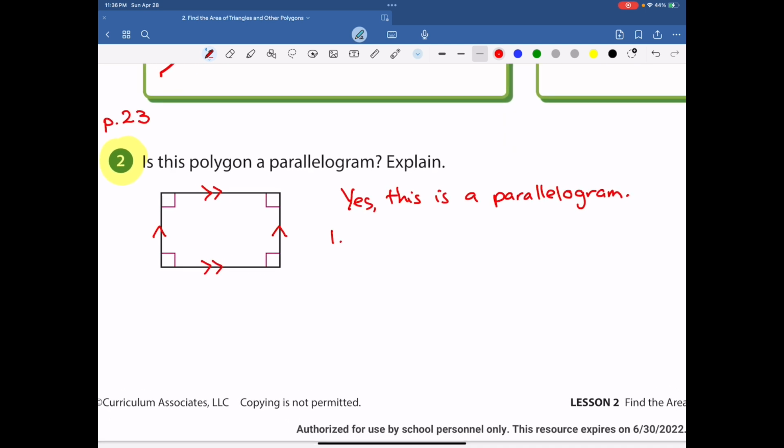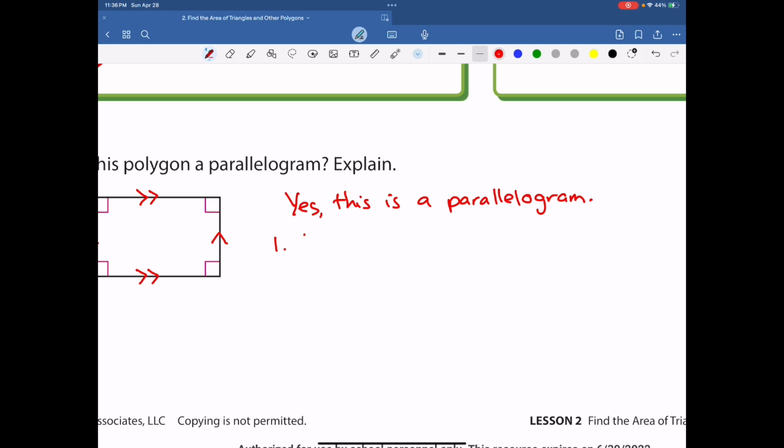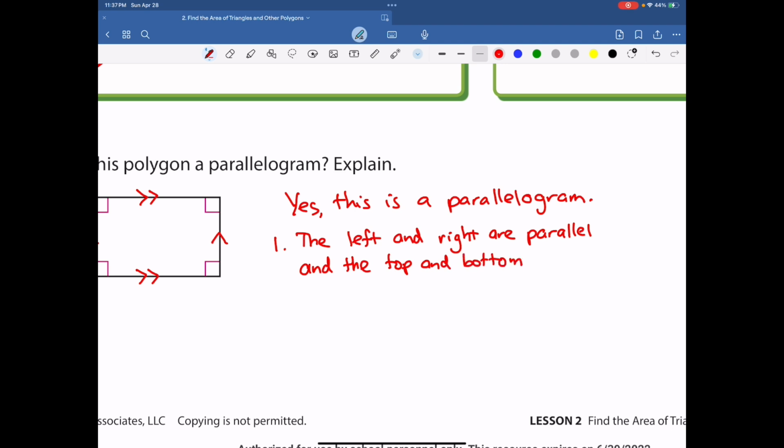So for number 1, let's write down that the left and right are parallel and the top and bottom are parallel. The left and right are parallel. And the top and bottom are parallel.